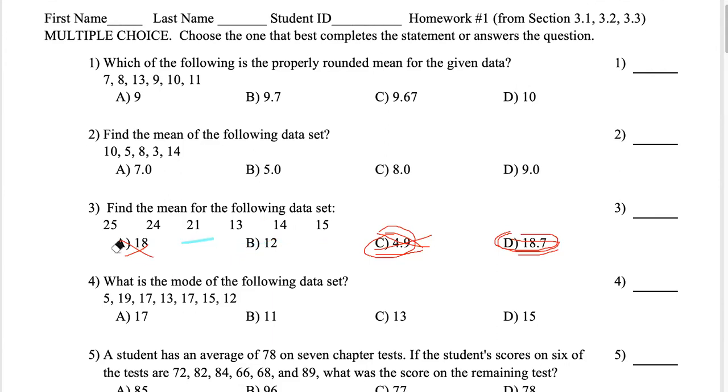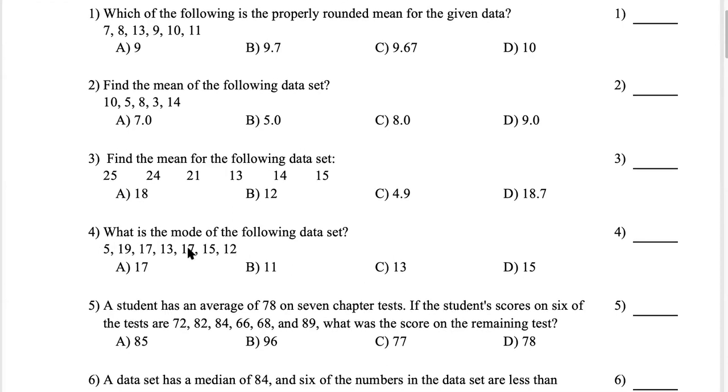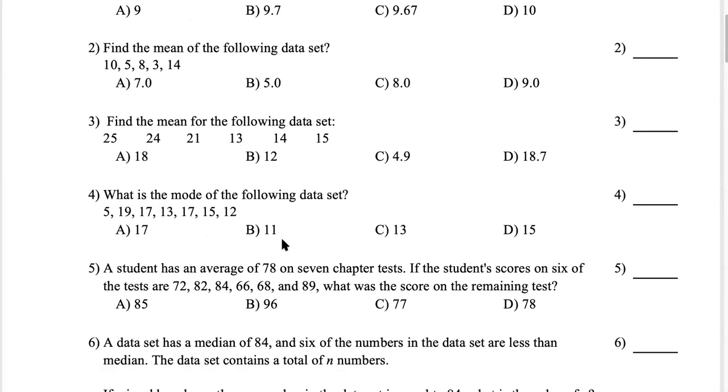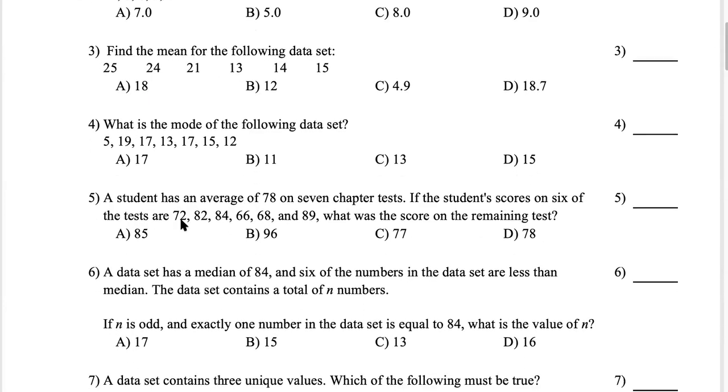Let me erase that. Number 5, what is the mode of this data set? Okay, that's pretty straightforward, right? You want to put this data sequence in order and find out which value happens the most frequently, right?